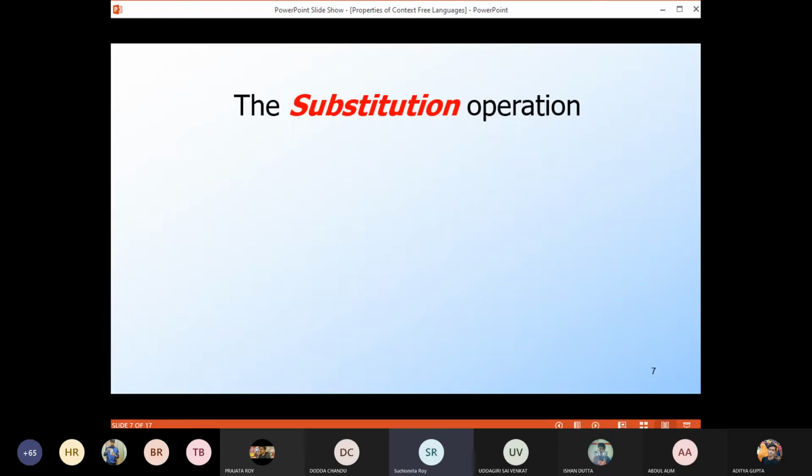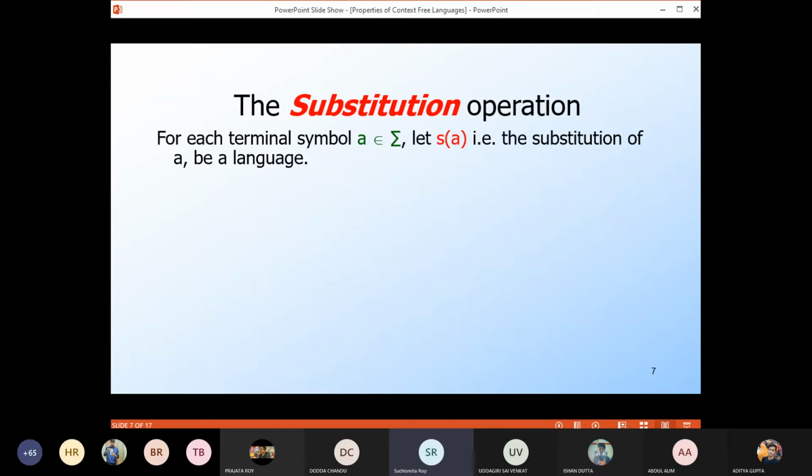Okay, the next operation is substitution. I hope you remember the substitution operation in regular languages, where instead of a particular input symbol, you substitute a regular expression. Or if you substitute a string, you call it a homomorphism. Homomorphism is a special case of substitution. So let's see how substitution is defined in context-free grammars.